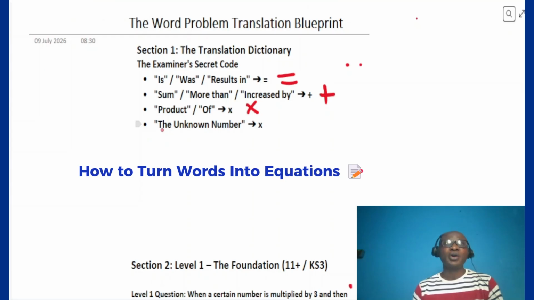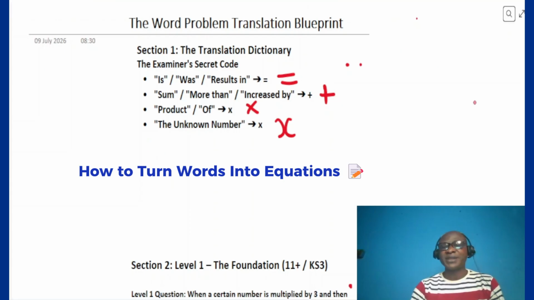Then the unknown, maybe they say a certain number. When they are referring to a number that is not known, you can use any variable to hold it. But conventionally, most teachers and examiners use the letter x. Therefore, these are the examiner's secret codes.